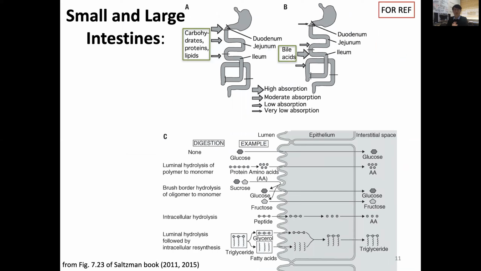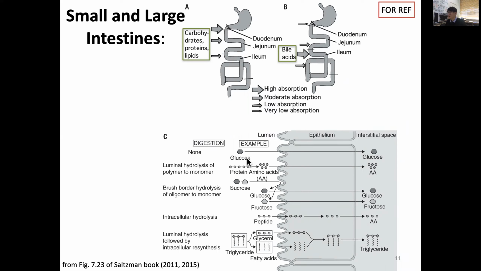This is a reference. So from a biochemical point of view of nutrient absorption, you can see in this small intestine part, depending on the size of the arrow, a lot of carbohydrates, proteins and lipids are absorbed in the small intestine, and here bile acids. And at the more cellular level, you go down into the epithelium, which is the outer lining of the intestine, which directly touches the food elements. So let's see how the digestion happens.